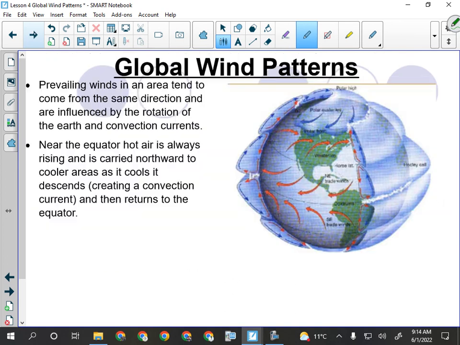Okay, global wind patterns. So prevailing winds, absence of the jet stream, because the jet stream can cause changes. Prevailing winds is what we're going to talk about here. Which direction do our winds prevailingly come from? West, southwest.